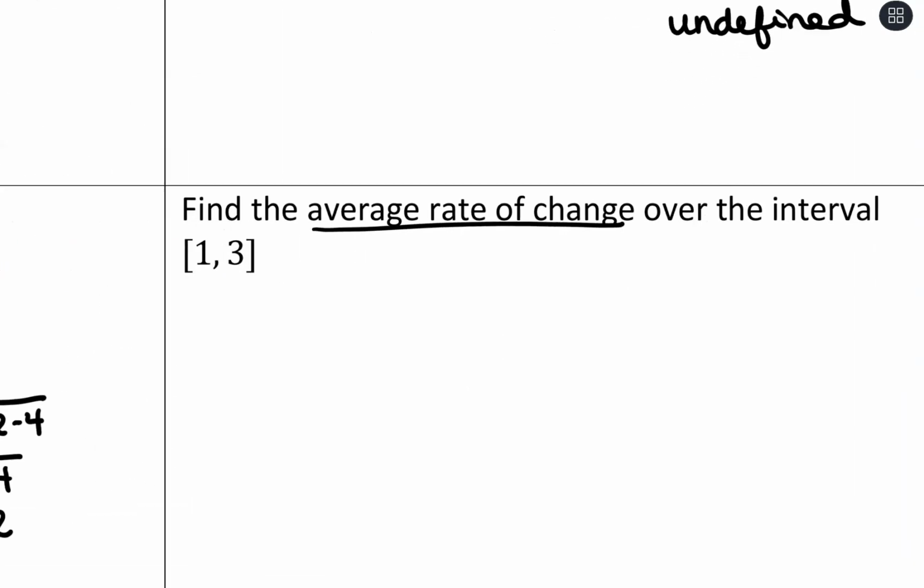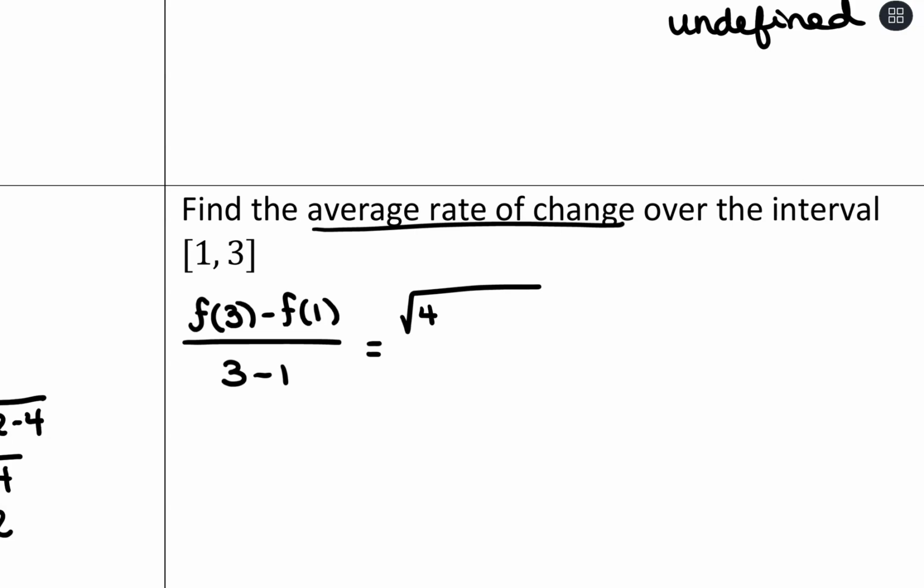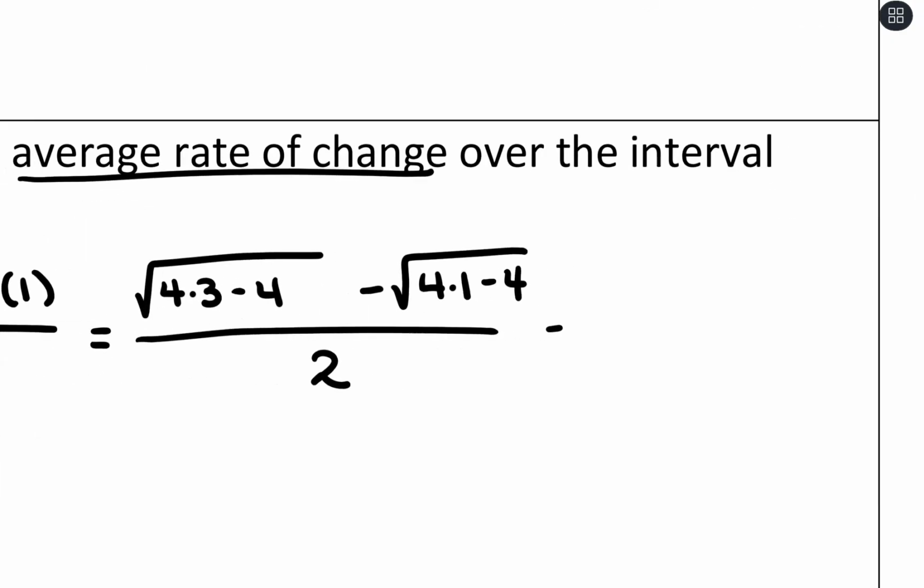Okay, finding average rate of change. So this is where we're going to take the difference in outputs. So f of 3 minus f of 1 over 3 minus 1. So we're taking the square root of 4 times 3 minus 4 minus the square root of 4 times 1 minus 4, all over 3 minus 1, which is a 2. And let's see what we get out here.